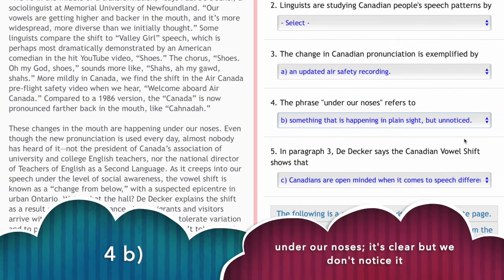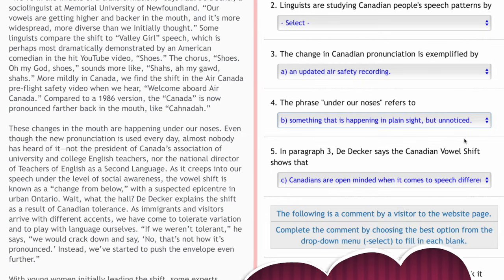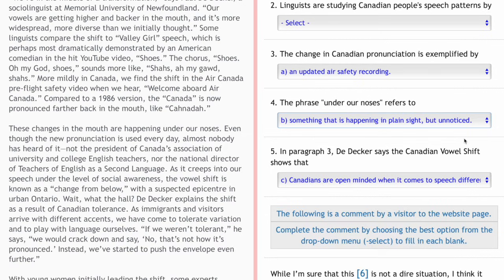That's what under our noses means. It's very clear because our nose is right there. We can see our nose with our eyes. We can see it, but under our nose, we can't see under our nose, right? Very interesting. Good expression. It's happening right under our noses. It's clear, but we don't see it. Okay.